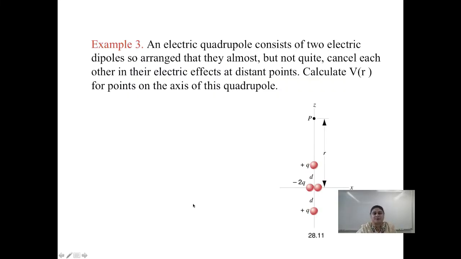Now let's do an example. An electric quadrupole consists of two electric dipoles arranged such that they almost, but not quite, cancel each other in their electric effects at distant points. Calculate V(r) for points on an axis of this quadrupole.